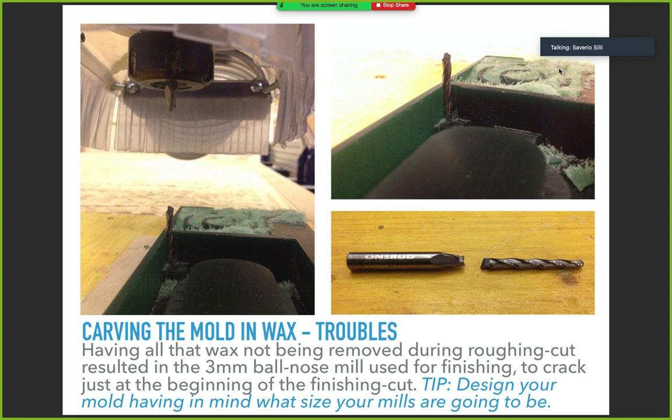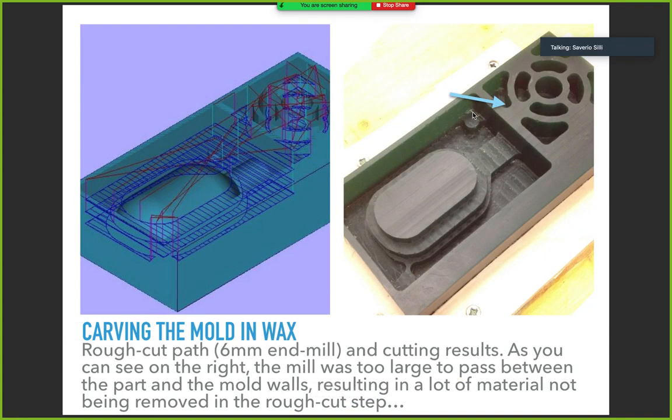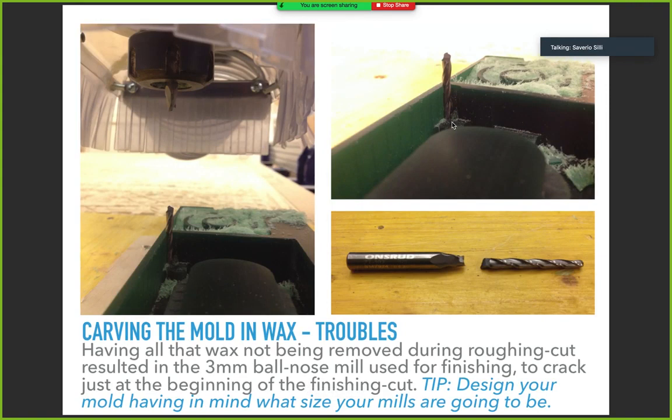While it was finishing well here, when it started to do this other side, the end mill got stuck in this part of wax that was not removed in the roughing. There was so much material that the finishing path was not expecting to find. It was going very fast, because the finishing path is fast. You don't need to go slow, because you already removed a lot of material with the roughing. It got stuck and it broke.